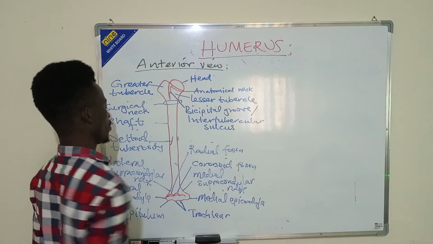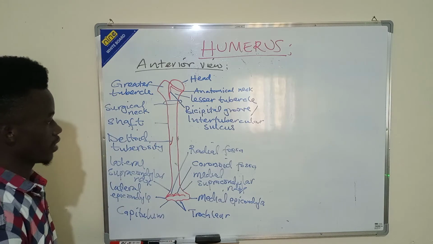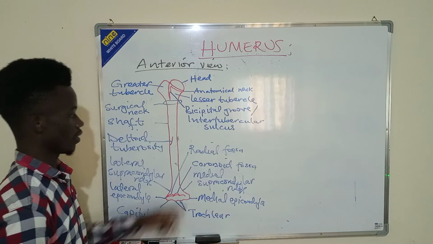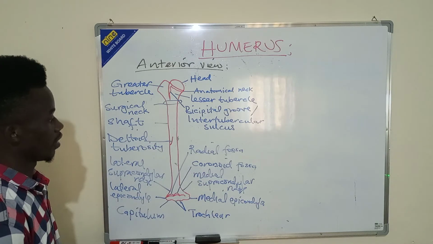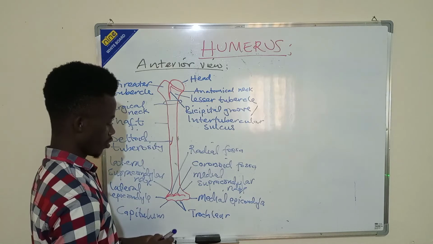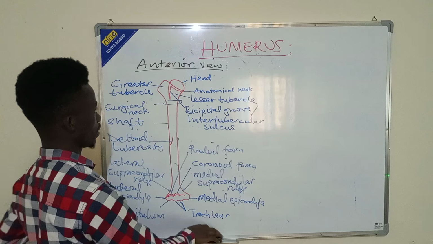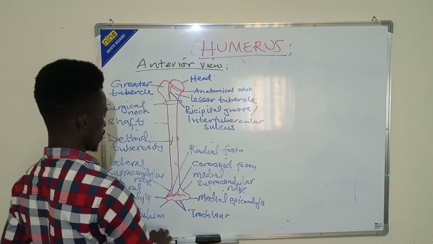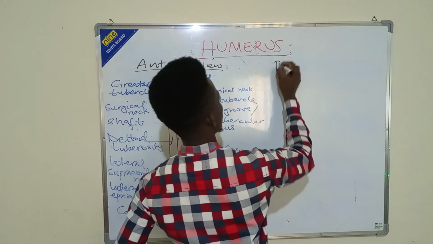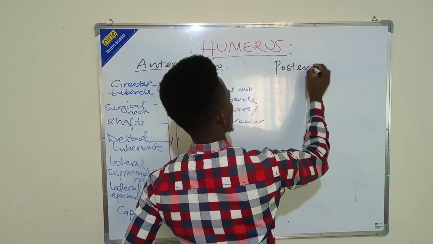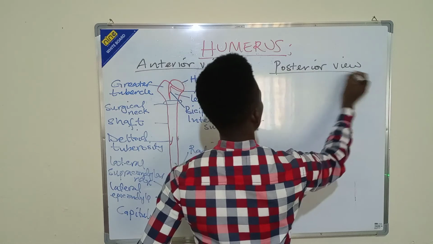These are very important when you flex your arm, for they provide room for the head of the radius and the coronoid process of the ulna as they occupy them during flexion. Those are the features on the anterior side, and then we can see other features on the posterior view, when we are viewing this bone from the back or from behind.